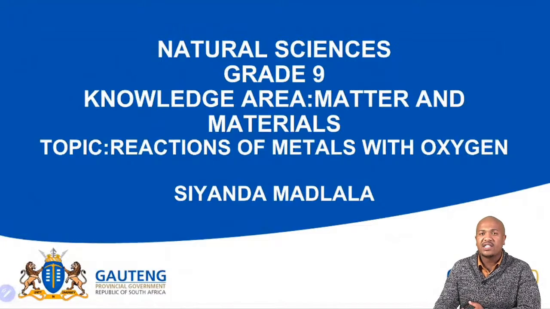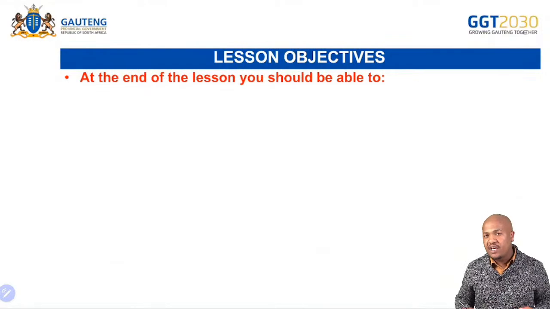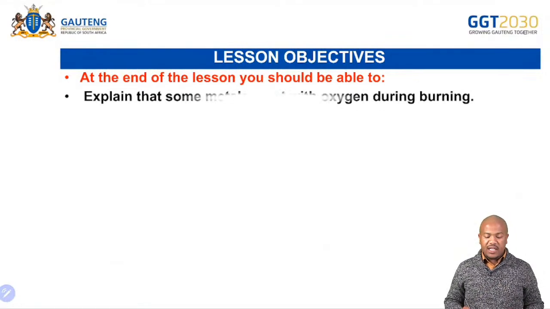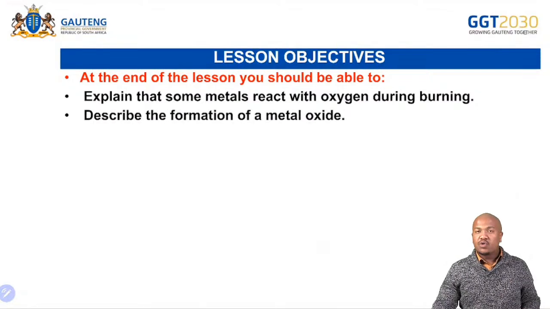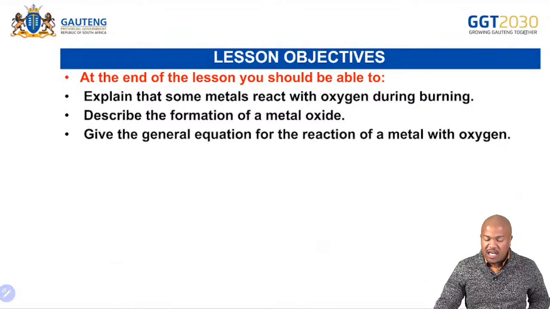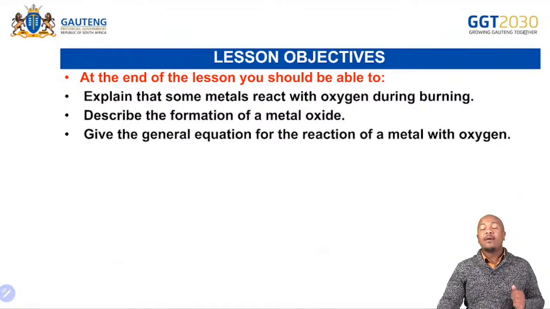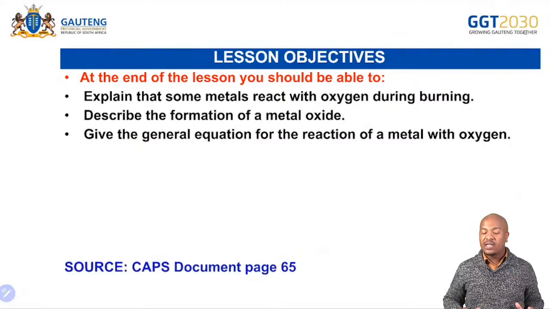So now let's quickly look at our lesson objectives. These are the following things that we should achieve by the end of the lesson. The first one, we need to be able to explain that some metals react with oxygen during burning. Also, we need to be able to describe the formation of a metal oxide. Not only that, we need to be able to give the general equation for the reaction of a metal with oxygen. And all this information is found under the CAPS document on page 65.